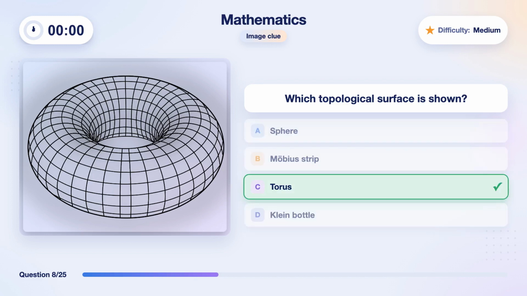exactly torus. The image shows a donut-shaped surface of revolution obtained by rotating a circle in three-dimensional space around an axis coplanar with, but not intersecting, the circle. This surface is the torus.